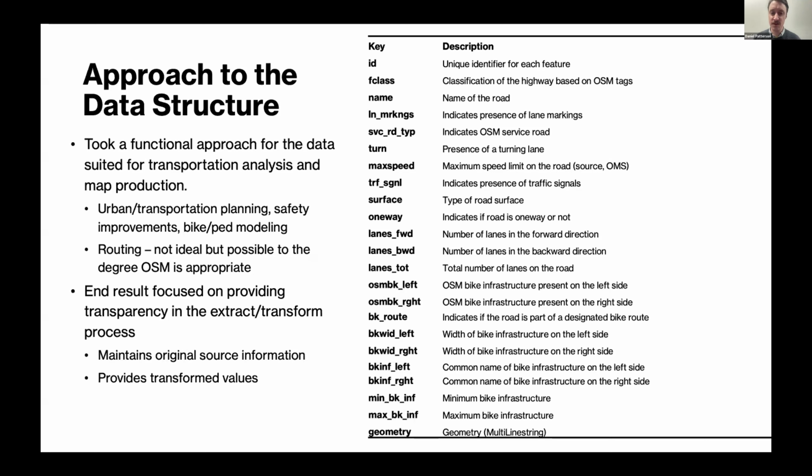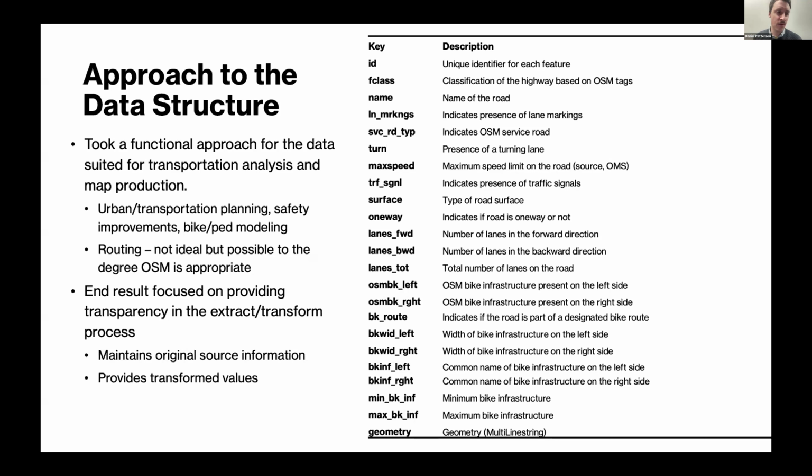That information has been kept within this library here. So if you look at the bottom, the min bike infrastructure and max bike infrastructure, what this does is it looks at both the left and right side of the road, figures out which one is the best or the worst, and fills that attribute at that given location.